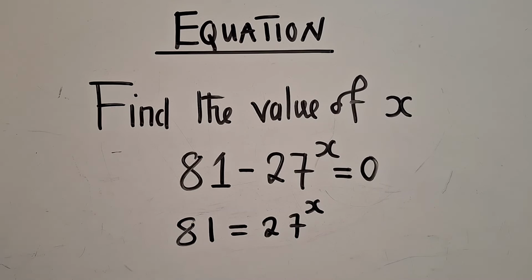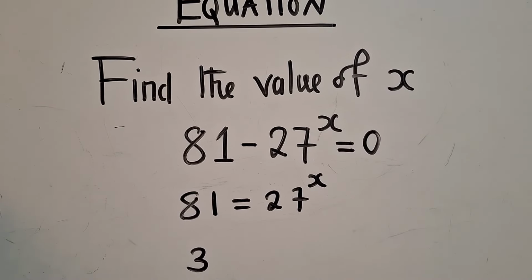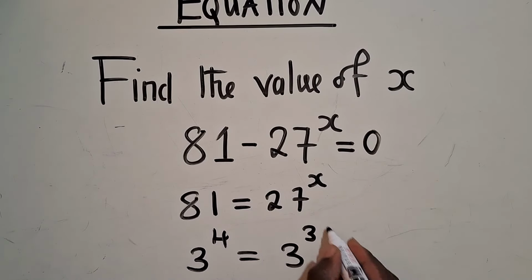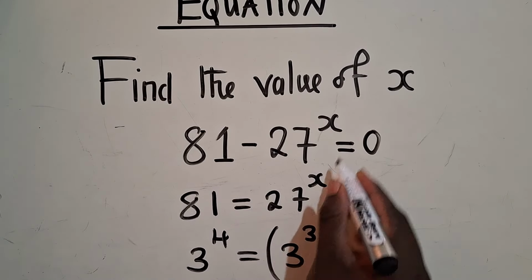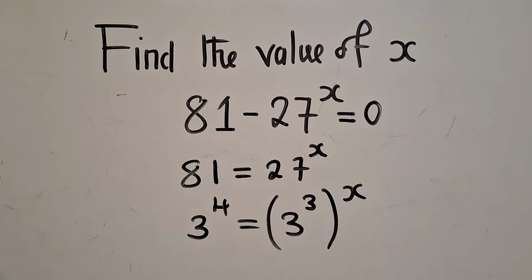The moment we do that, we can apply the idea of balancing the bases. Look at this. If I write this as a 3, you can see 3 power 4. 3 power 4, of course, will give me 81. Even this side, I'll write it as 3 power 3, and then this power x will come right over here. So you can see that we've got a 3 power 3, which would give us a 27. This is very, very nice.